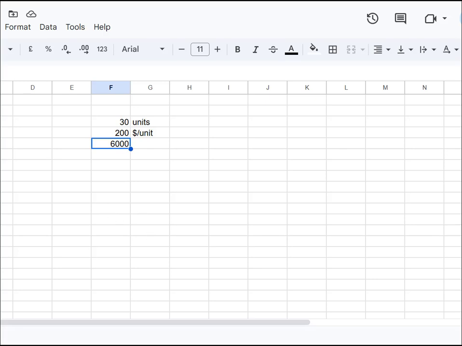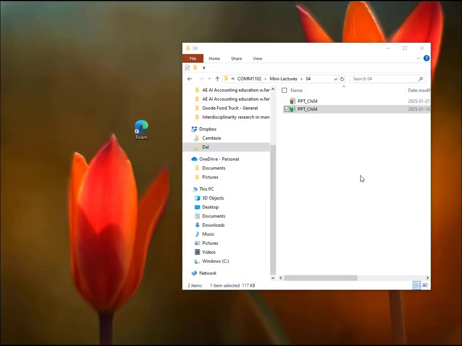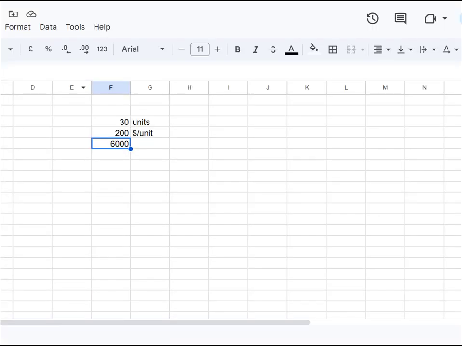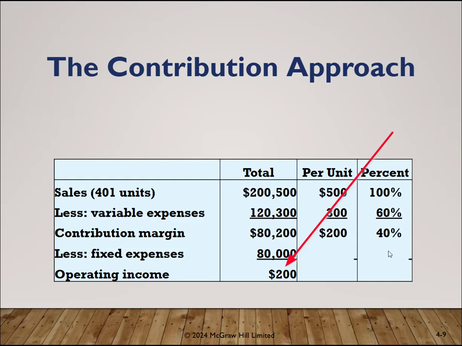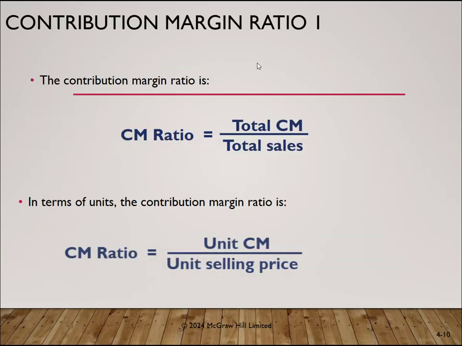Let us go and look at the slides, because we're going to start building some formulas. So let's take a look back at our slides. Friendly reminder, we have our total dollars, our per unit, and our percentage. This is all of our contribution margin approach to the statement. We're going to start formalizing these. So here's a visual of how it intuitively worked with each incremental unit, and now we'll start building some formulas.